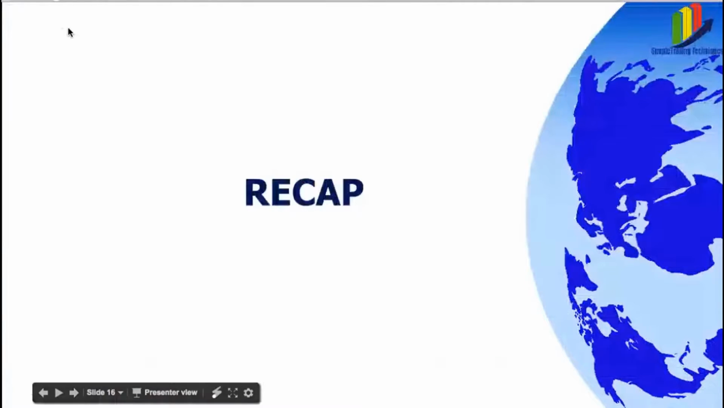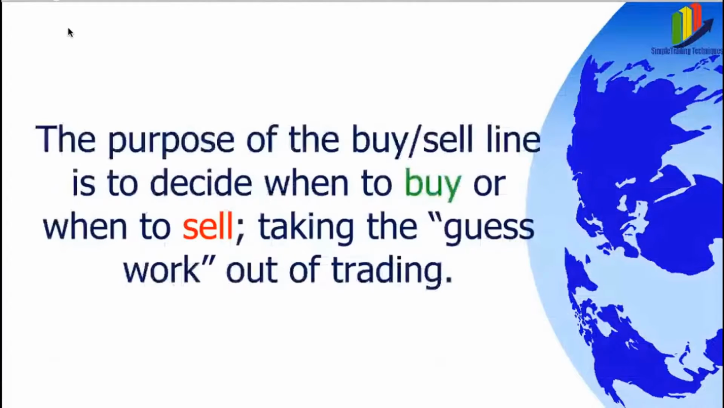So let's recap. The purpose of the buy sell line is to help you know when to buy and when to sell, taking the guesswork out of trading. And this buy sell line is more powerful than the drawing of a traditional trend line. And why do I say that?